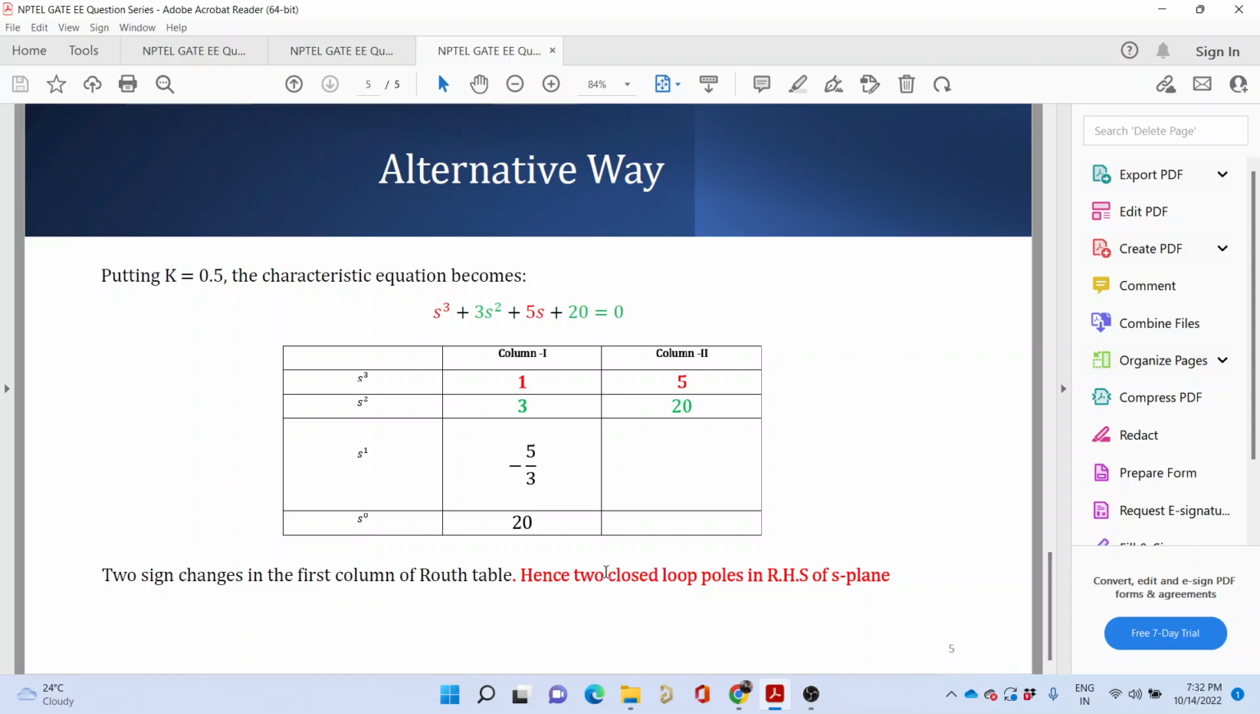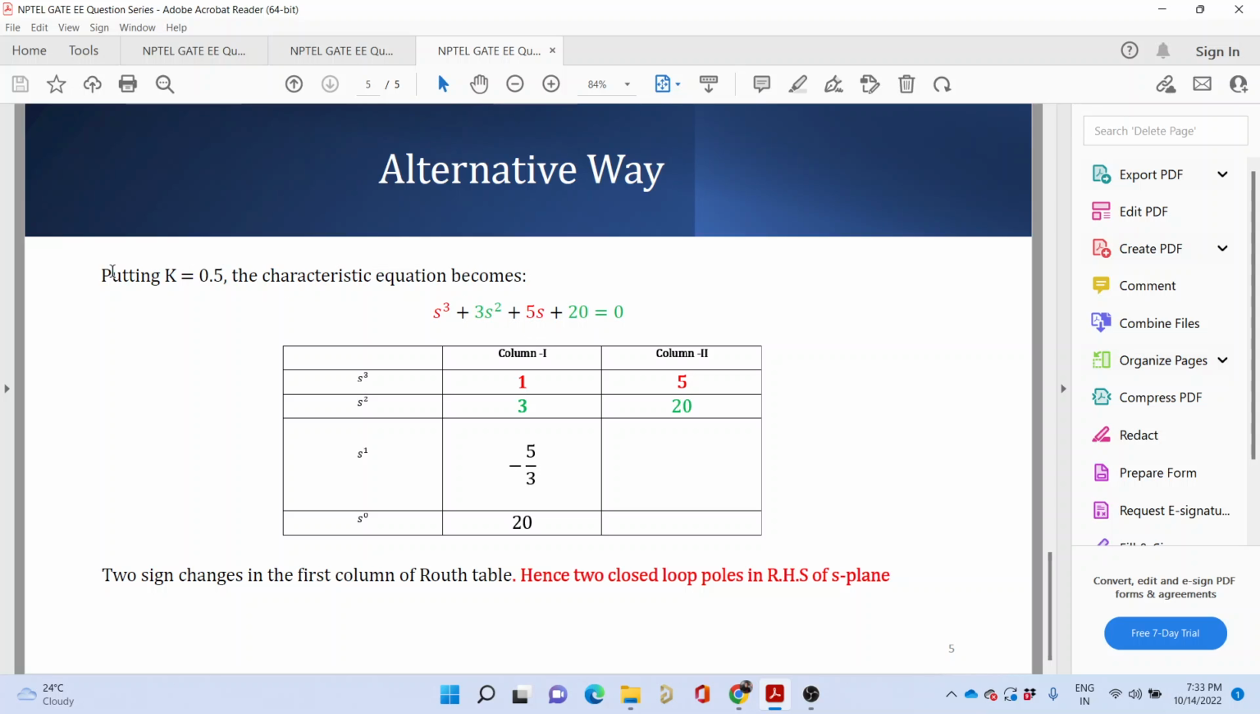And the other way out is to use some value of K. You use some value of K between 0 and 1, say K equal to 0.5, and you will be able to get this Routh table, and you will see that there are 2 sign changes, and hence there are 2 closed loop poles in the right hand side of the S plane. So this is another way out.